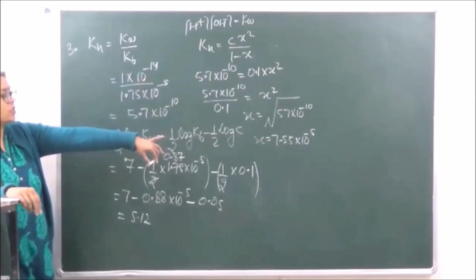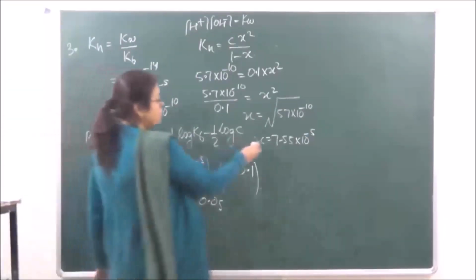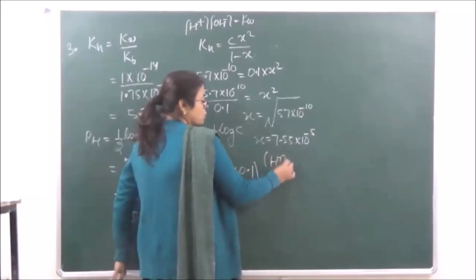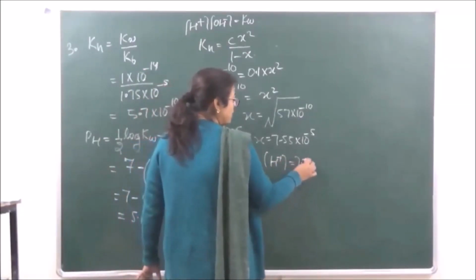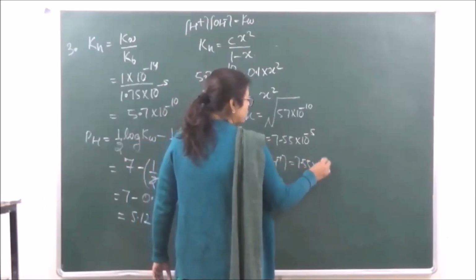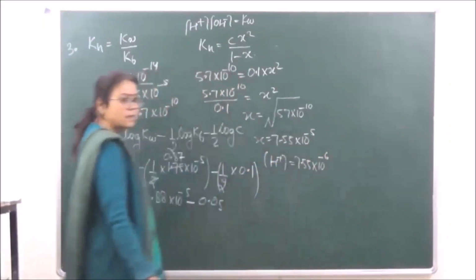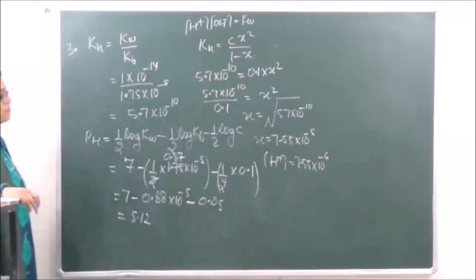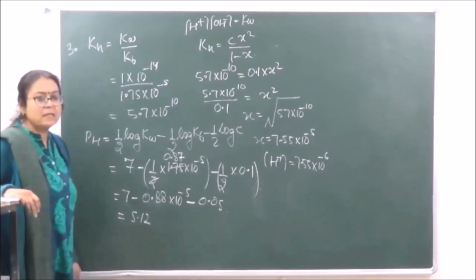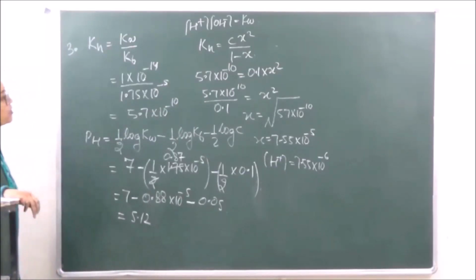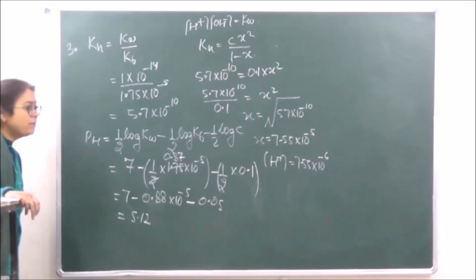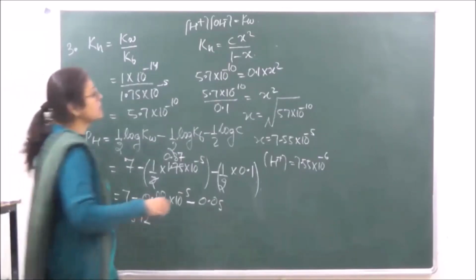So either you take the concentration of H positive from this, therefore concentration of H positive will be equal to 7.55 into 10 raised to power minus 6. Okay, that is 7.55 into 10 raised to power minus 5 into 0.1. So that will be 7.55 into 10 raised to power minus 6. So what is going to be the concentration of OH negative then? Kw upon 7.55 into 10 raised to power minus 6.